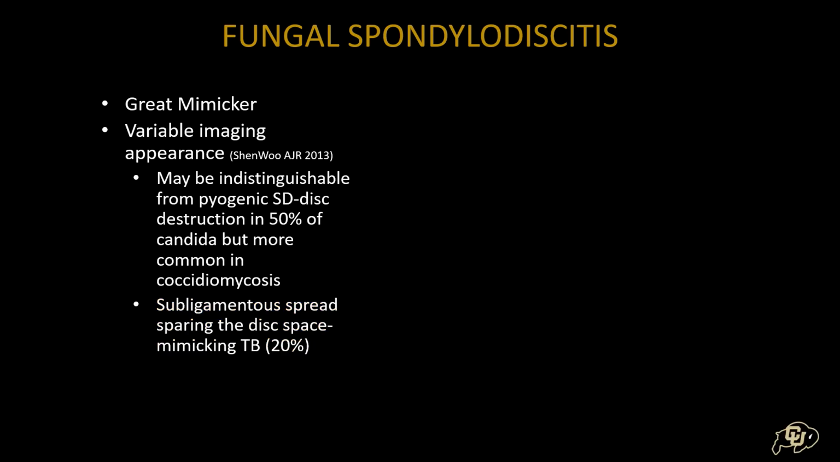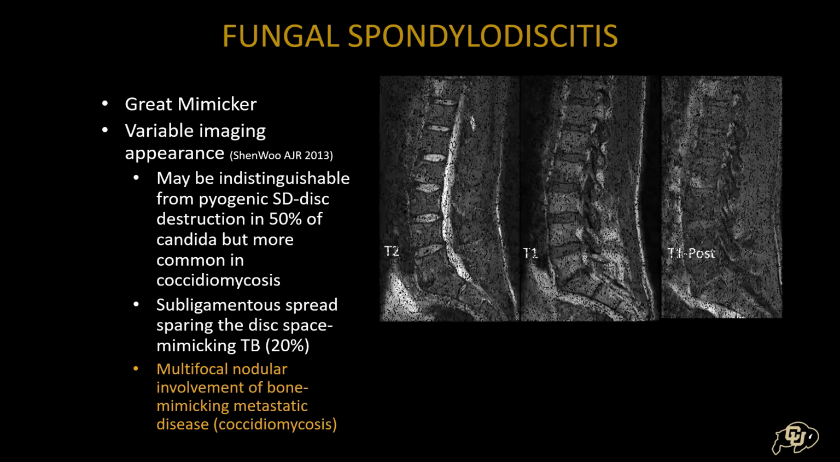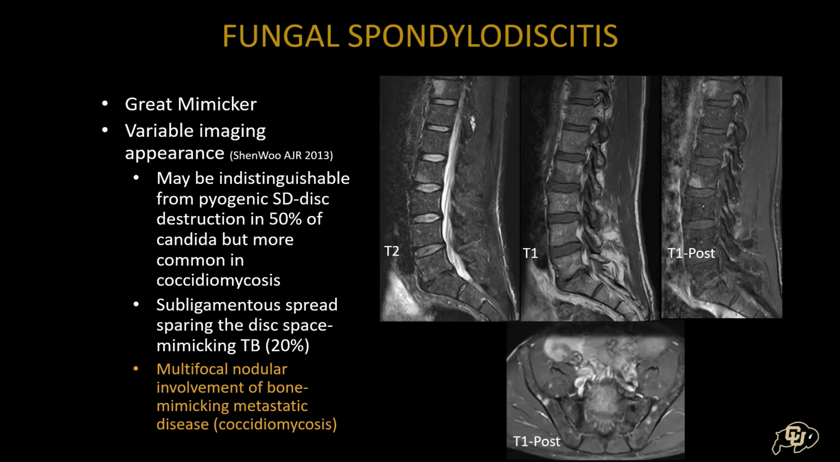Now, this is probably the least common but my most favorite mimicker, and it's this multifocal nodular involvement of bone. So this patient came into the clinic with indolent, long-lasting back pain. They got an MRI, and look, we've got these T2 hyperintense lesions in the vertebral bodies. They have low T1 signal, they enhance, and we've even got little spots in the pelvis. So this was called probable metastatic disease, and it should always be called probable metastatic disease.